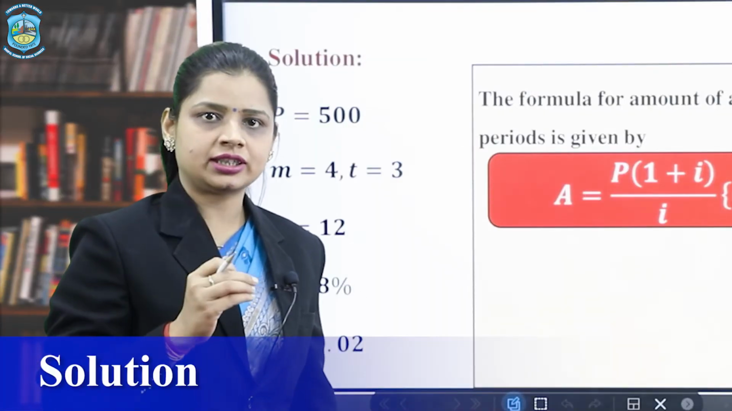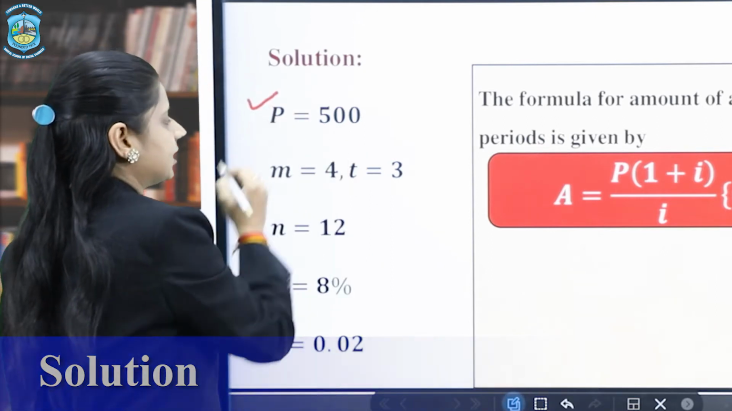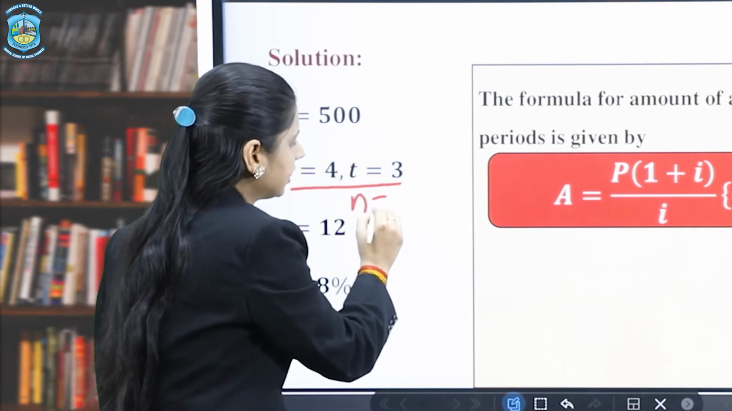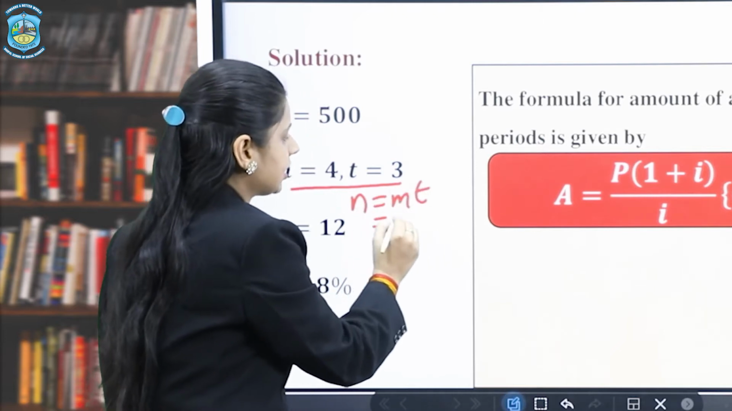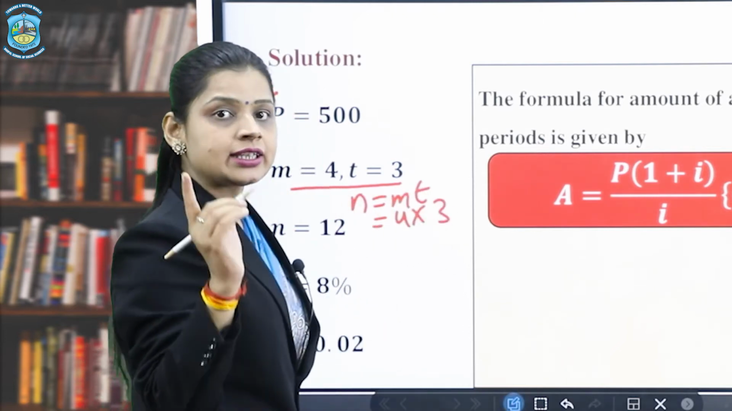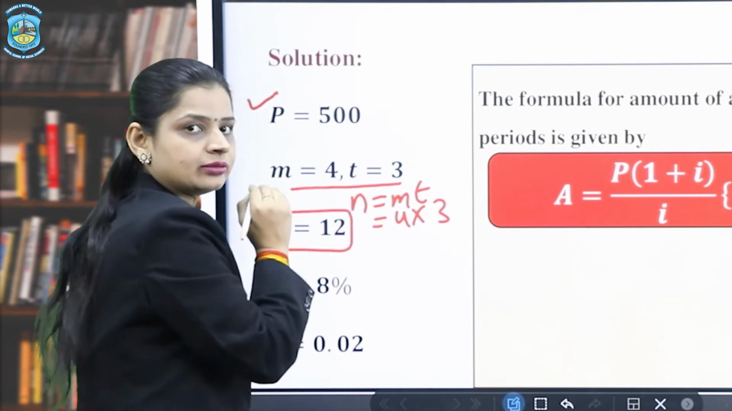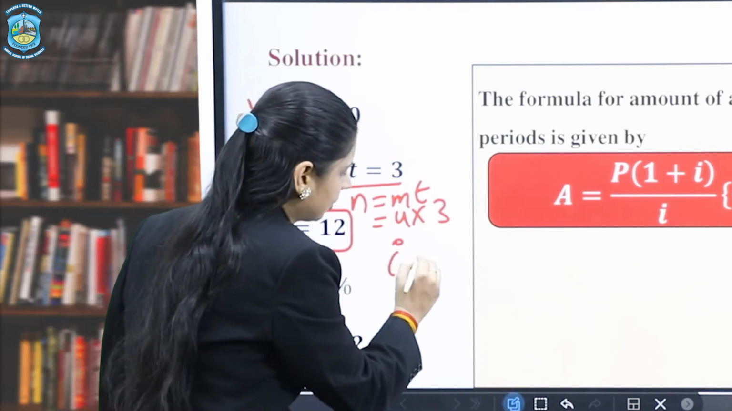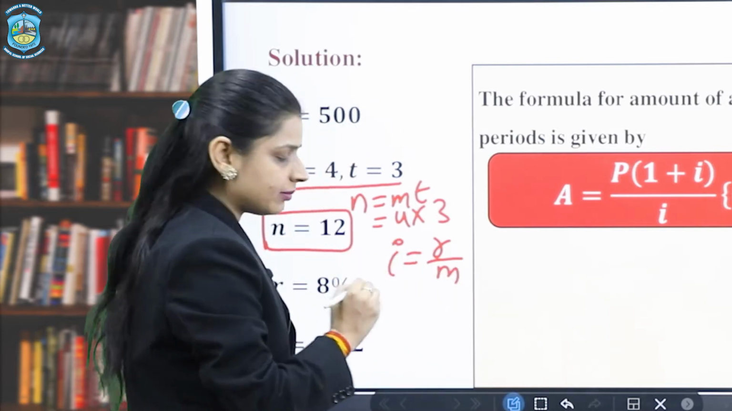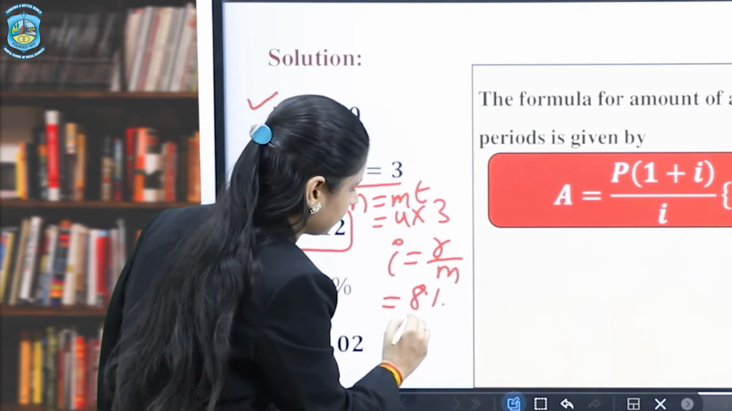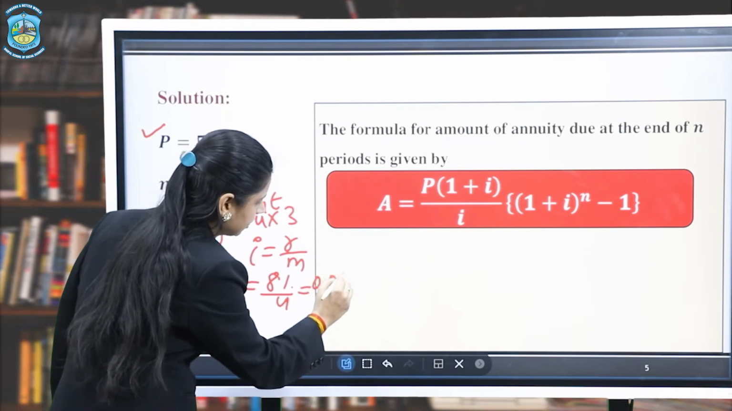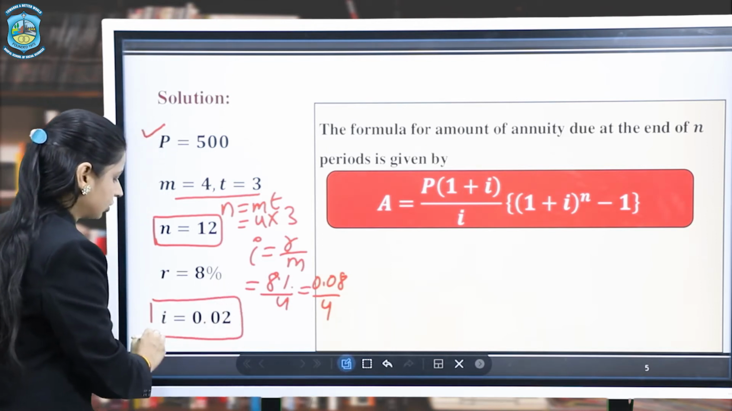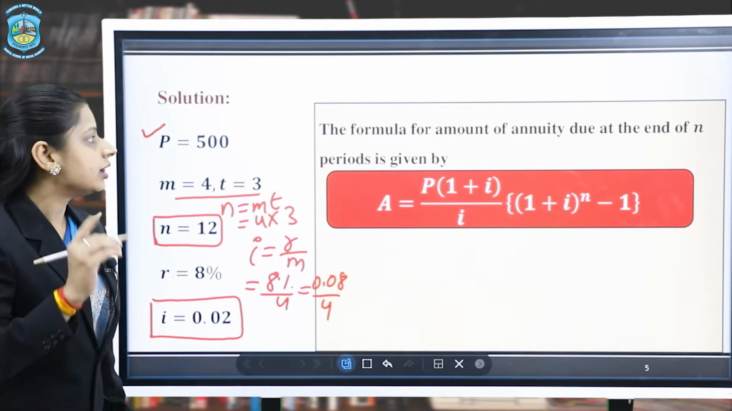Now, we will calculate other terms. We find P is 500, m is 4 and t is 3. Using the formula n is equal to mt, that is 4 into 3, we get the value of n as 12. We find that r is 8%. Now, we will use the formula i is equal to r by m. So, it will be 8% by 4, that will be 0.08 by 4. On calculating, we get i is equal to 0.02.